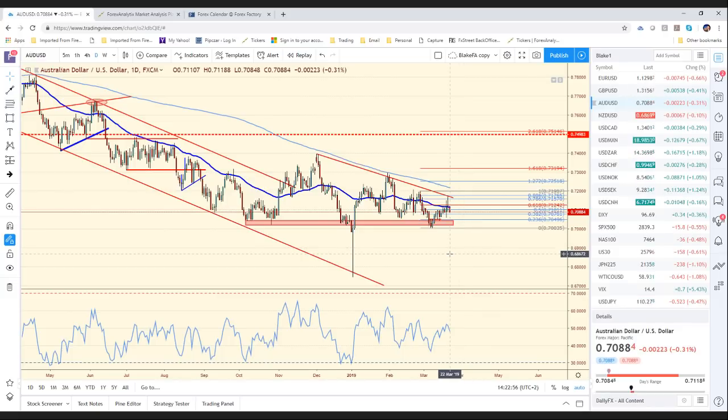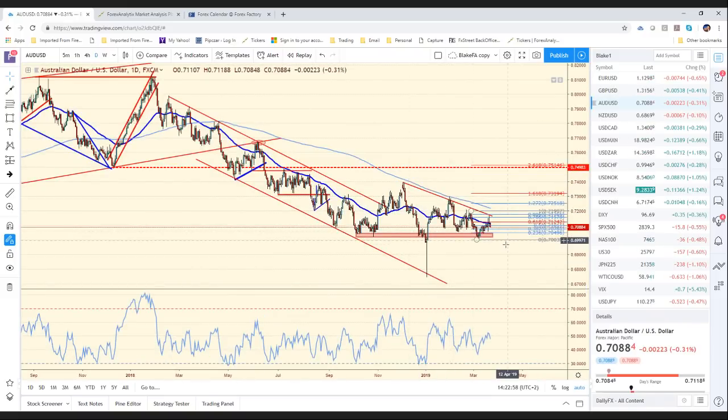Aussie, we got this nice bearish wedge that's developing. I think we eventually break 70. I've told you guys this, and I'm going to tell you again. And you heard Draghi say it today.